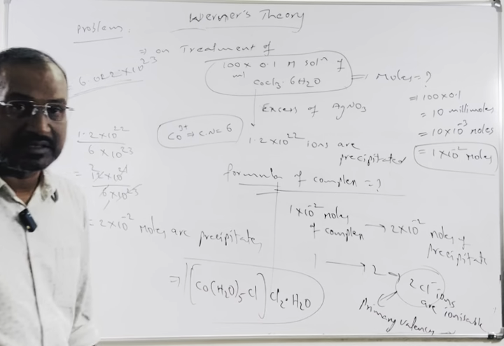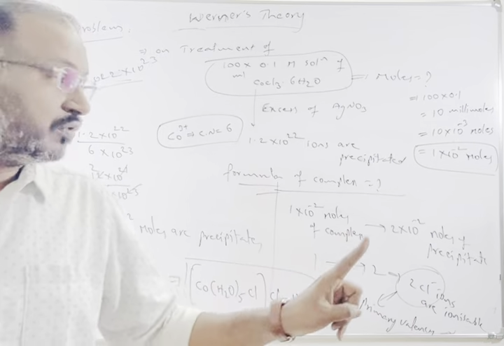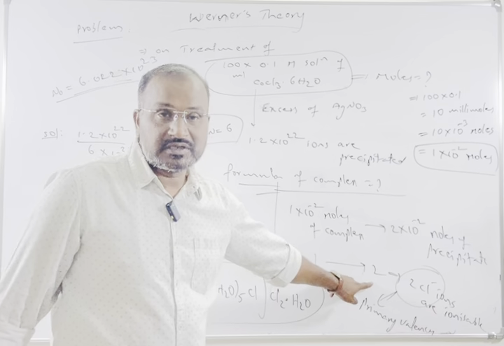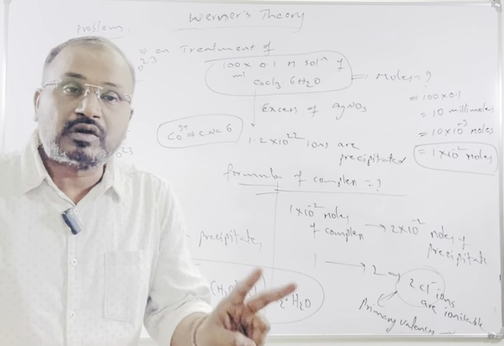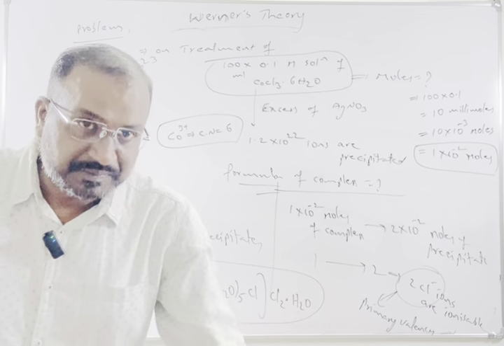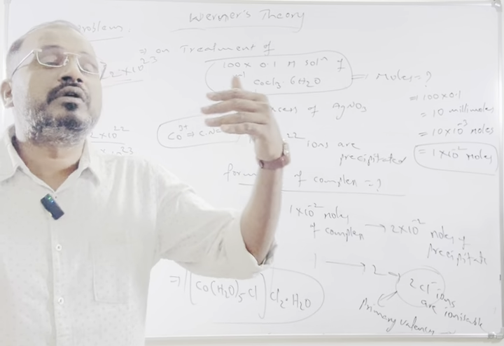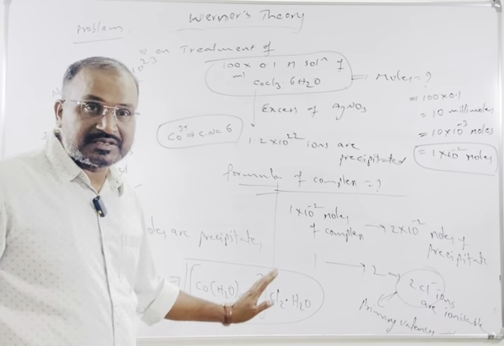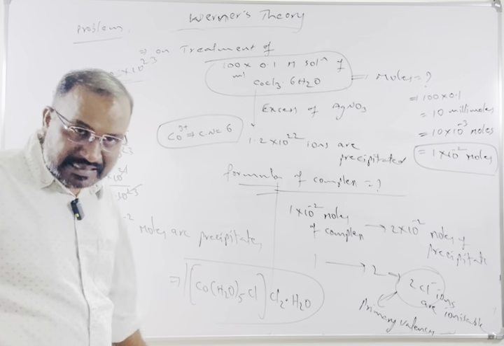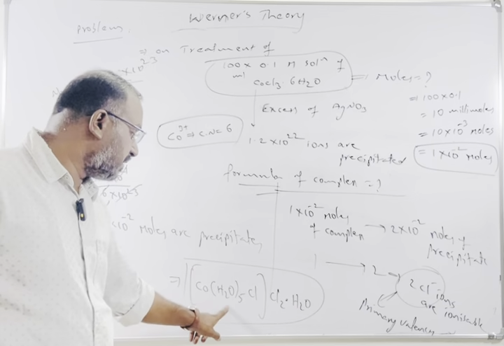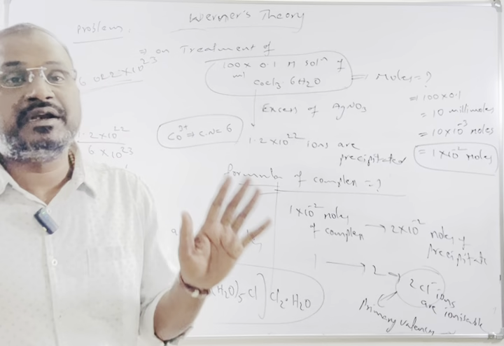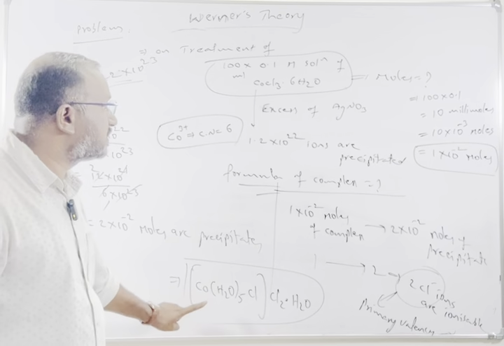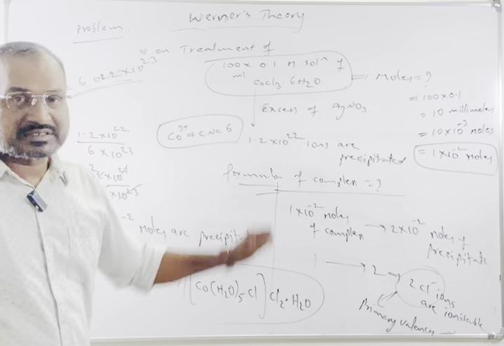It was the previous question. From 1 mole of the complex we are getting 2 moles of precipitate, which means 2 chloride ions are ionizable. That means 2 chloride ions are present in the primary valence. So if I write 2 chlorides outside, 1 chloride should be inside, and the remaining 5 water molecules present inside, because its coordination number is 6. This is the formula from this question.